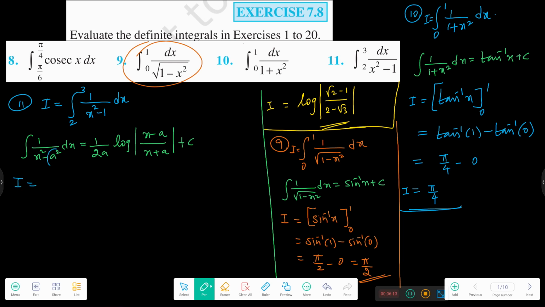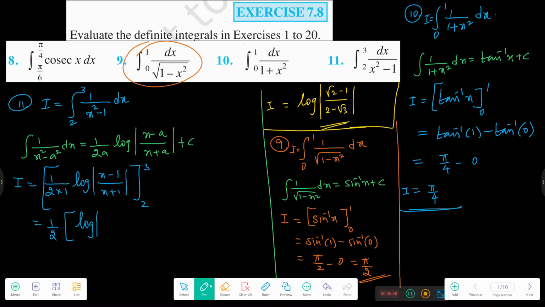Instead of the a value, we have 1 here. You want to realize that. So 1 divided by 2 into the a value 1, and log of (x minus a value 1) divided by (x plus a value 1); don't put c; and limits 2 to 3. Now where we have a constant, you can take it outside. So 2 ones are 2, 1 by 2 I take outside. Now we can apply the limits only to the log.